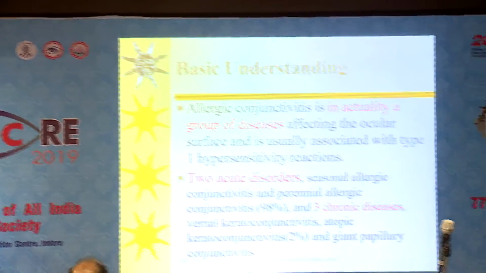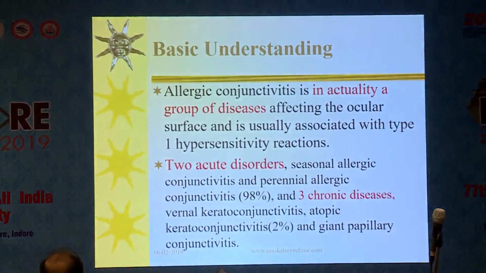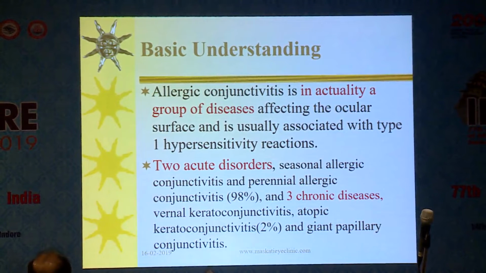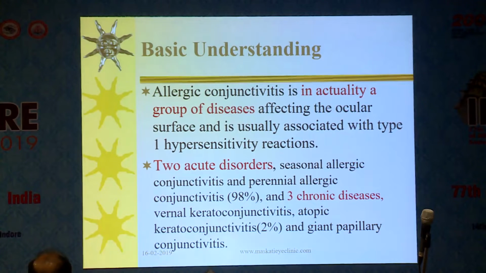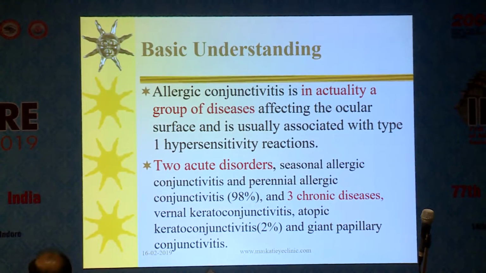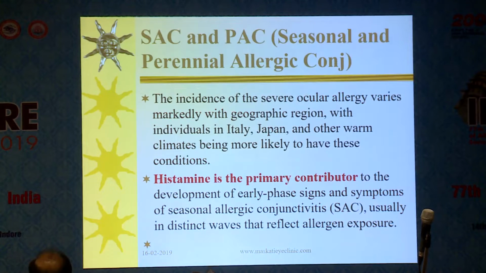This is a little technical talk on allergic conjunctivitis because I was asked to speak on basics and current understanding. So allergic conjunctivitis is actually a group of diseases affecting the ocular surface and is usually associated with type 1 hypersensitivity. There are 2 acute disorders called seasonal allergic conjunctivitis and perennial allergic conjunctivitis, SAC and PAC. These are 98%. And there are 3 chronic diseases, vernal keratoconjunctivitis, atopic keratoconjunctivitis, and GPC. So the whole umbrella of allergic conjunctivitis is actually about 5 diseases in one. There is some differentiation between them.